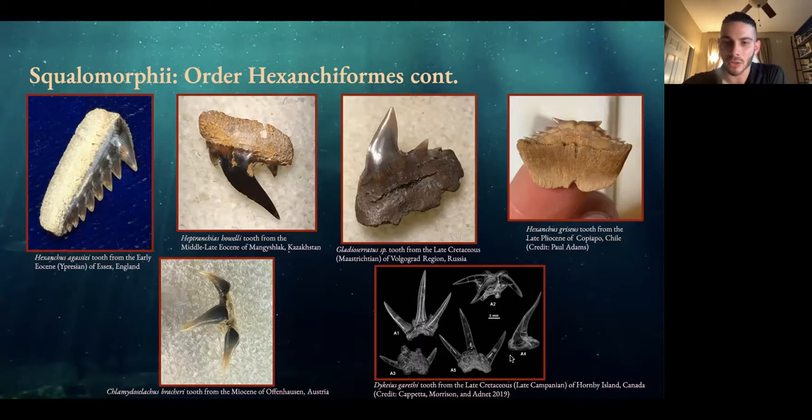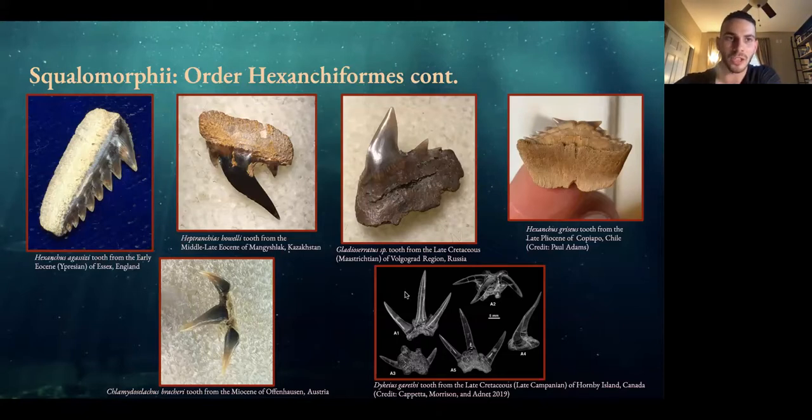And note also the root structure of chlamydoselachoids. They are very protruding out lingually, so on this side. And they have these two notches as well, which is to help the teeth interlock with each other in the jaw. It's important to note as well that hexanchoids and chlamydoselachoids are sister to each other through genetic tests.